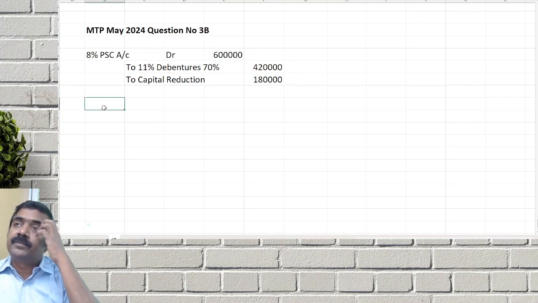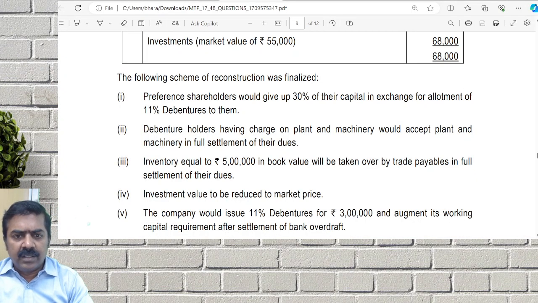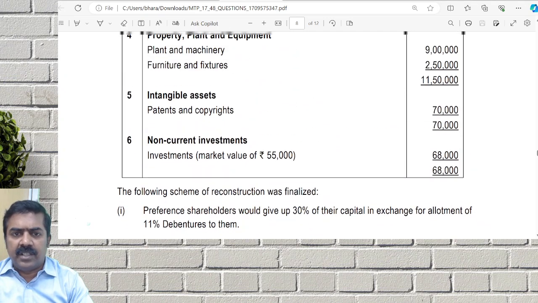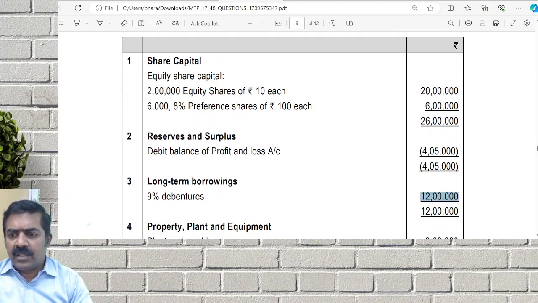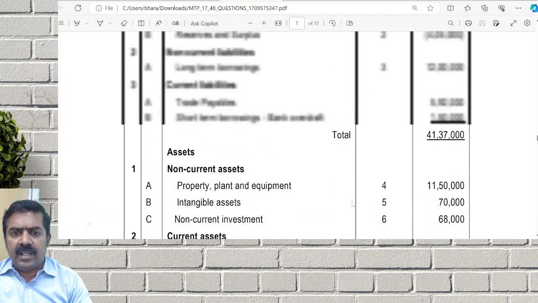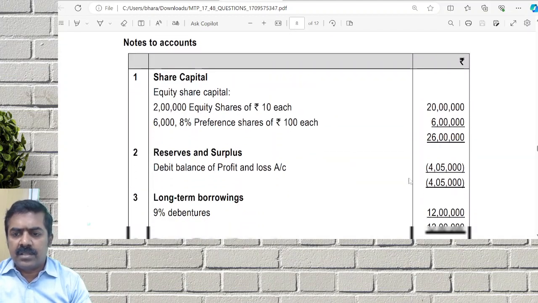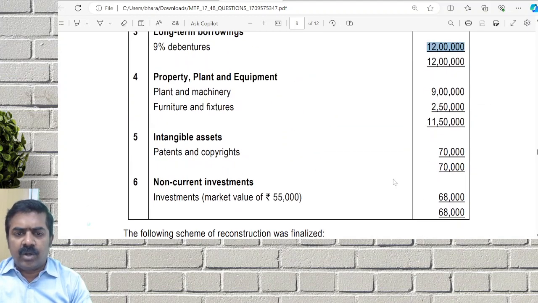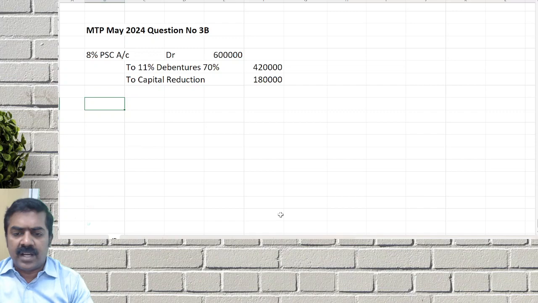Then what is the next one? Next one, debenture holders take over plant and machinery. Plant and machinery is appearing at 9 lakhs. Debenture holders are 12 lakhs. Any interest accrued, etc., given in the question? Check for any outstanding interest and other things. Long-term borrowings, debentures are 12 lakhs. They take over which one? Plant and machinery, which has a book value of 9 lakhs. What is the entry you will pass?